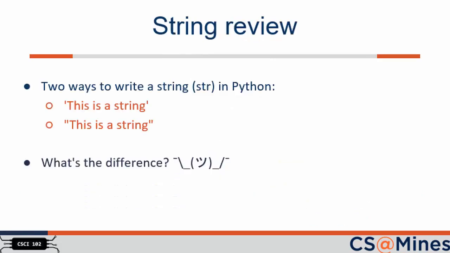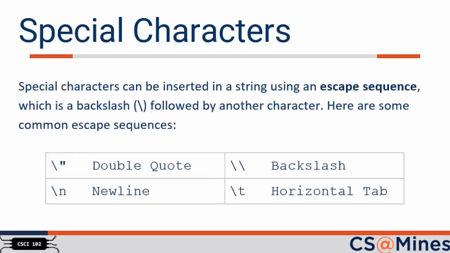Recall that a string is a type of variable in Python that allows you to store a sequence of characters. There are two ways to use strings in Python. You can either wrap the string characters in single quotes or wrap the string characters in double quotes. So what's the difference? We'll come back to this question later. For now, let's talk about special characters.